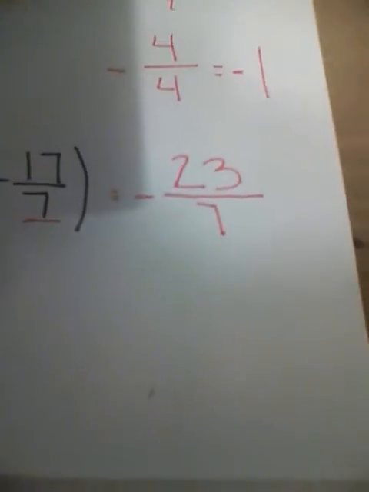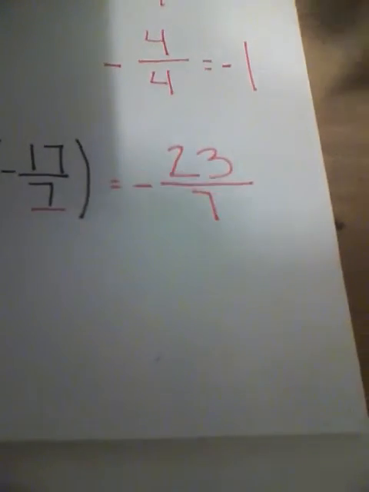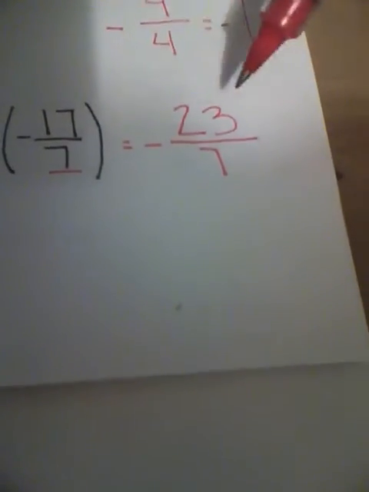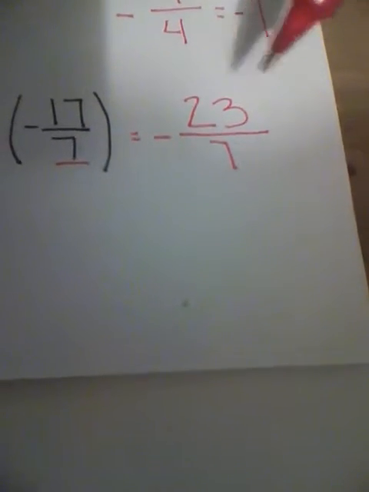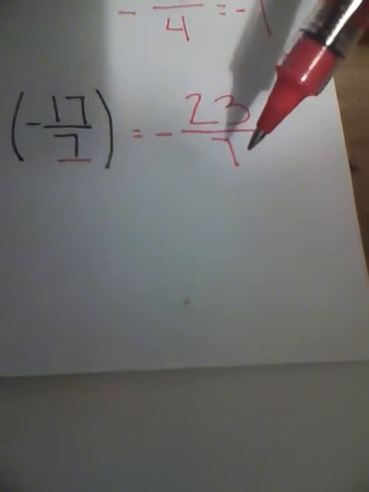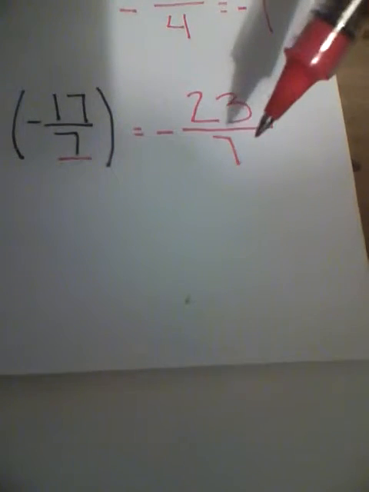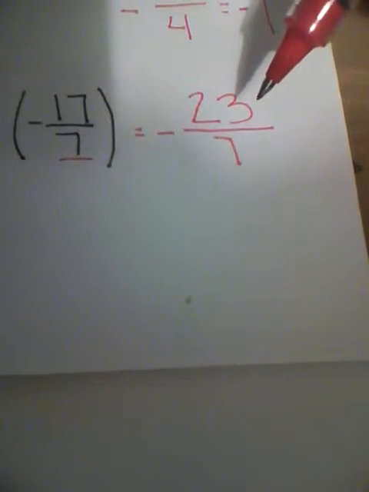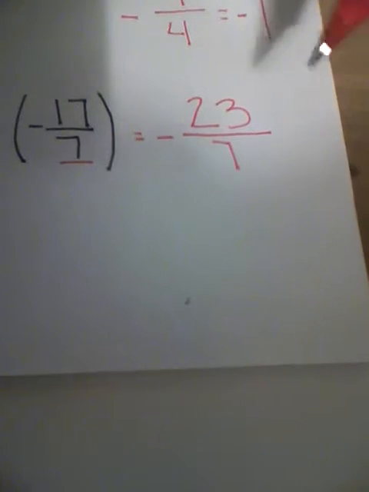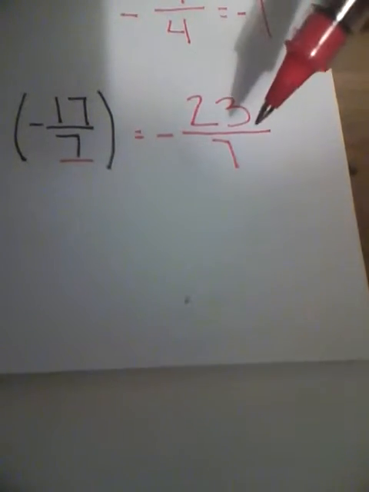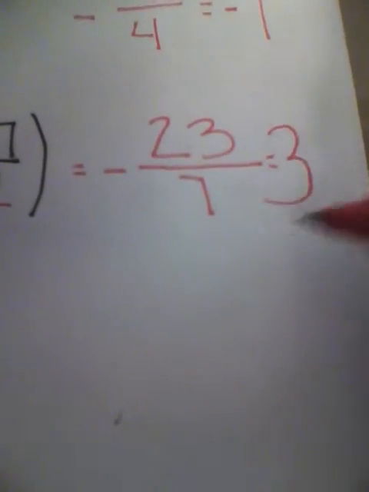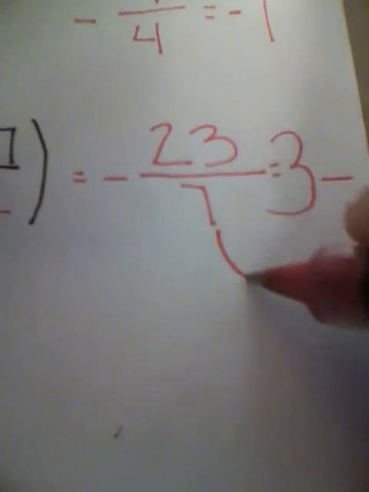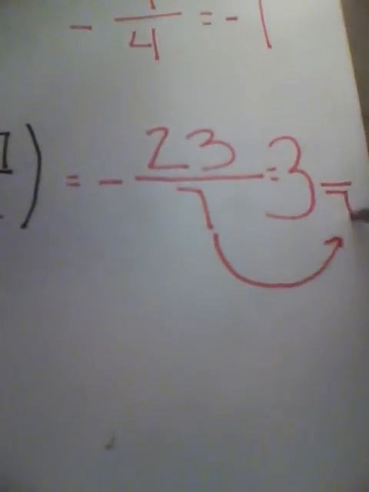I have negative 23/7. Now, I don't like to leave it like this because it's top heavy. It's an improper fraction. So what I'm thinking is 23 divided by 7. I look at the denominator and think, what times 7 will give me close to 23 without going over? Well, I know my multiplication facts pretty well. I know that 7 times 3 gives me 21. So this becomes a 3. The denominator travels with me.